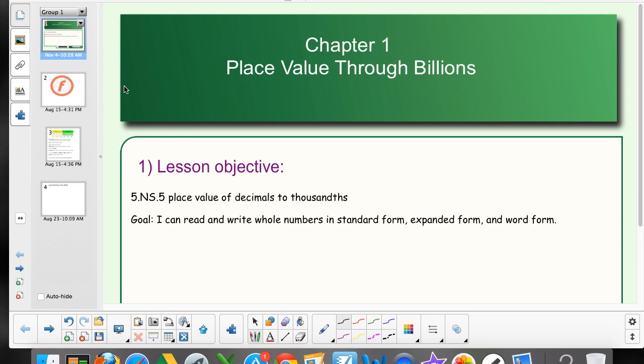And this is Mrs. Nichols. We're here to teach you our Chapter 1 Place Value through the Billions lesson. Our objective is to teach you to read and write whole numbers in standard form, expanded form, and word form.